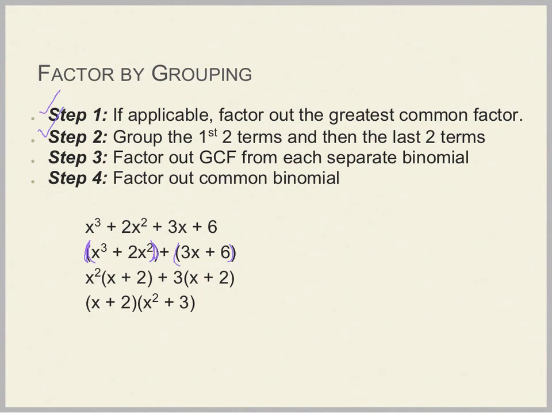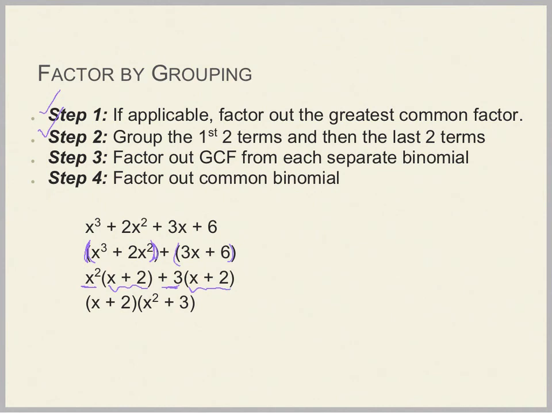After grouping our terms, we move on to step 3, which is to factor out the greatest common factor from each binomial. So you can see that x squared is the greatest common factor of x cubed plus 2x squared. What is left is an x plus 2. And a 3 was the greatest common factor of 3x plus 6, leaving x plus 2. Notice then we have a common binomial of x plus 2.